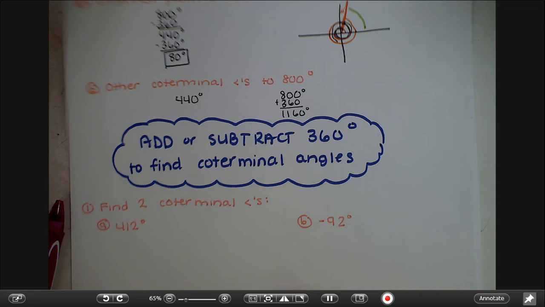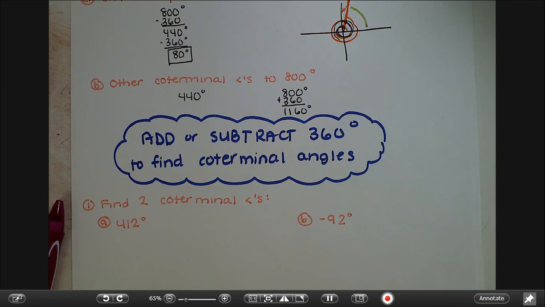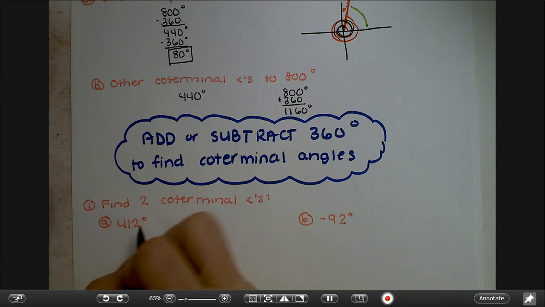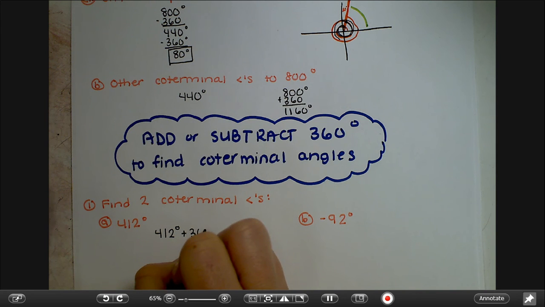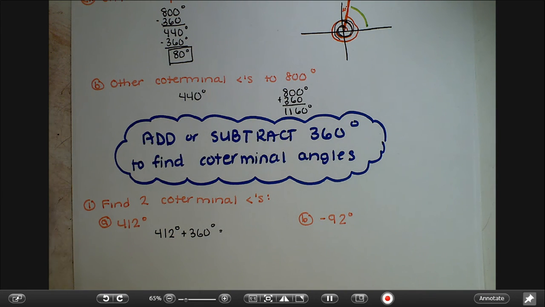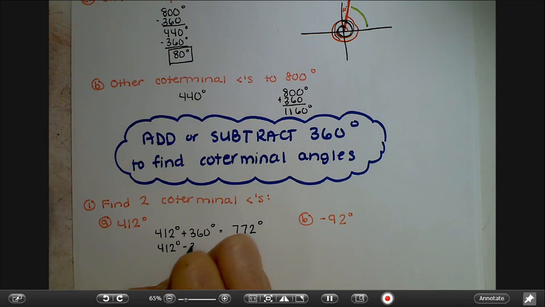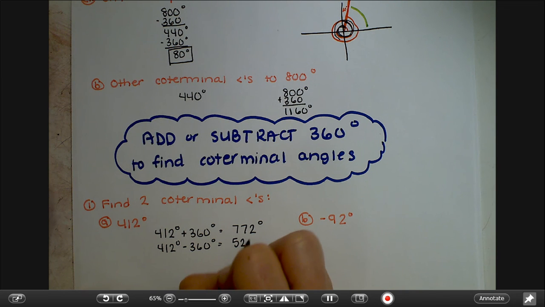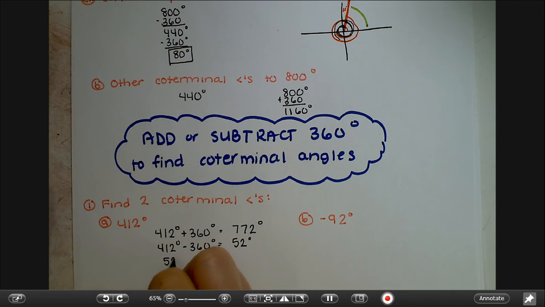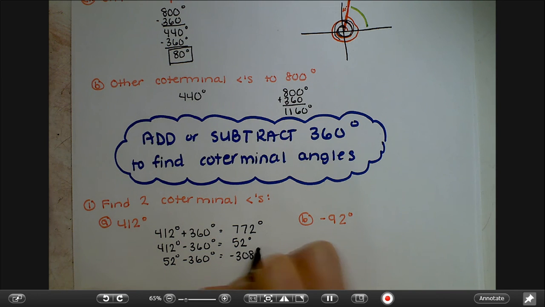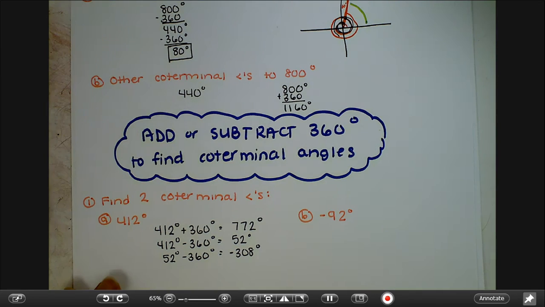All right, so here are two examples that I'll just kind of do with you. To find two coterminal angles for 412, we could add 360. Those will be coterminal. We could subtract 360. We could even subtract another 360 because we know 52 is coterminal. We could subtract more, and on and on and on. There would be an infinite number of coterminal angles.